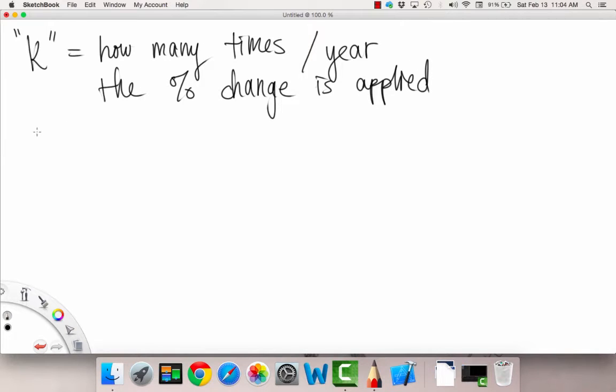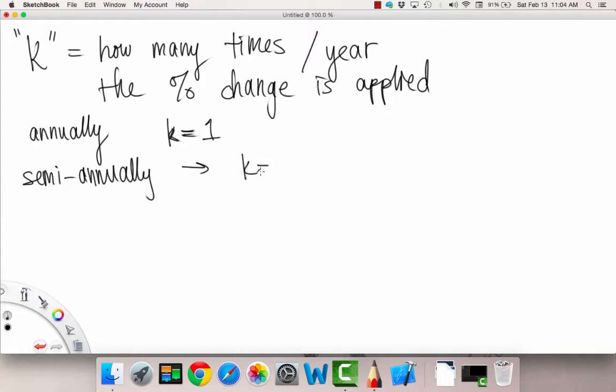So let's look at some examples of what we could get for k. For example, if we said annually, and these are like the trigger words, annually would mean that k is equal to 1, because you only apply the change once per year, right? Then we had semi-annually, and this would imply that your k is then 2, okay? What about quarterly?